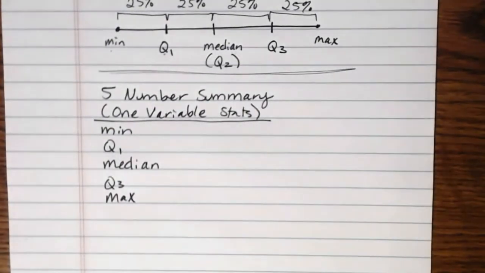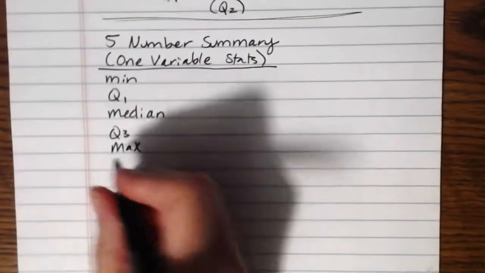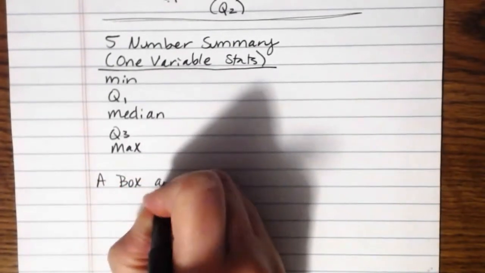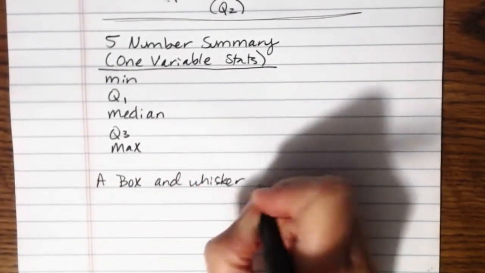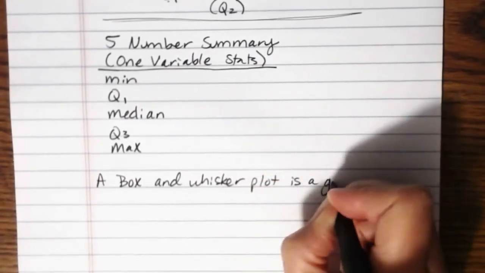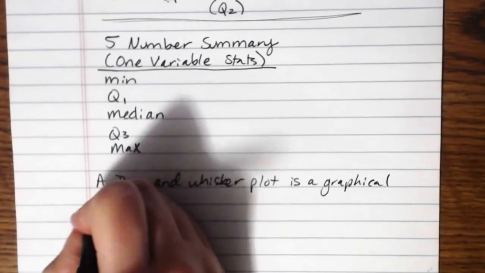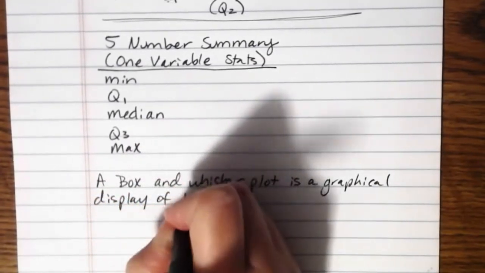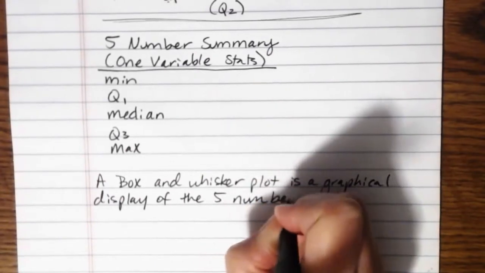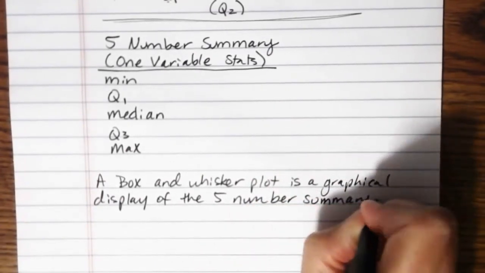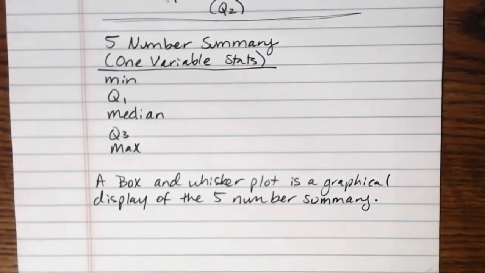And one of the main focuses of this section is on creating a box and whisker plot. And all that a box and whisker plot is, is a graphical display of the 5-number summary. Just like a histogram was a graphical display of the data contained in a frequency table, the box and whisker plot is just a graphical display of the information that's given in a 5-number summary.